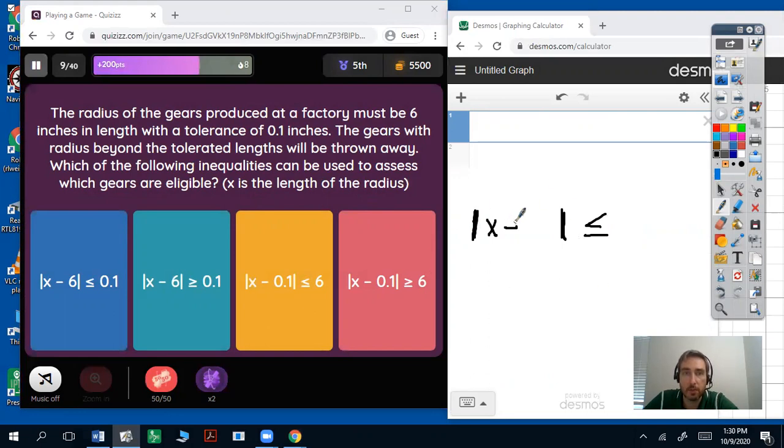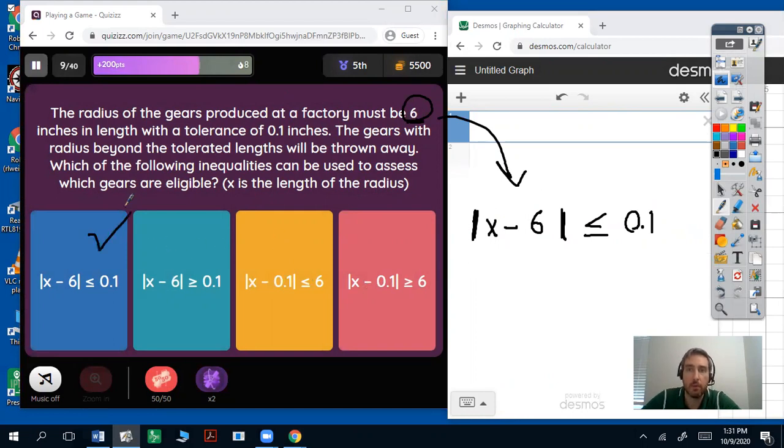So what we're looking for is what number is going to go in here, and that's always going to be like your ideal number. So the radius should be 6 inches in length. That's going inside the absolute value. How much it could be off by is your tolerance. That's going to go outside. And so it'll be this one right here.